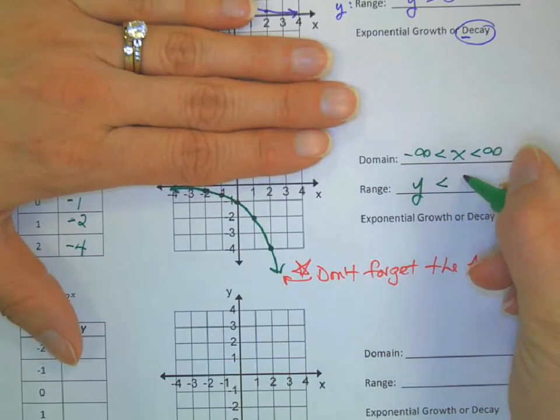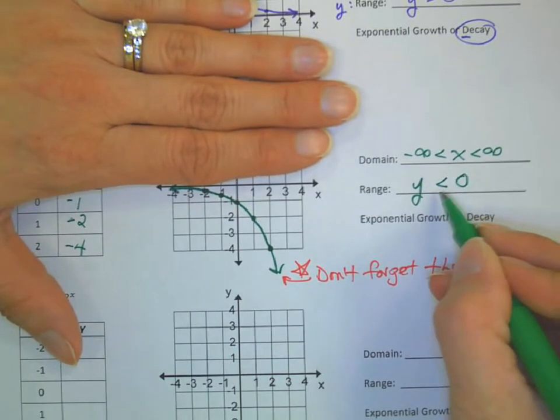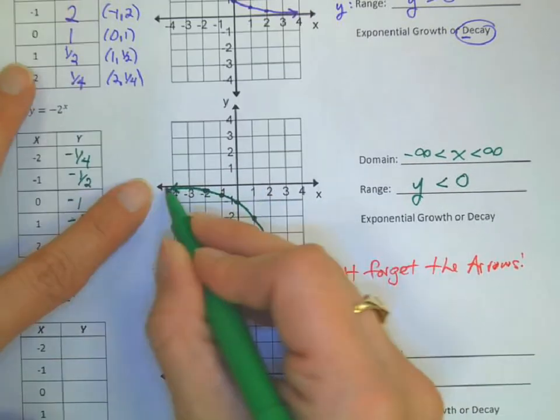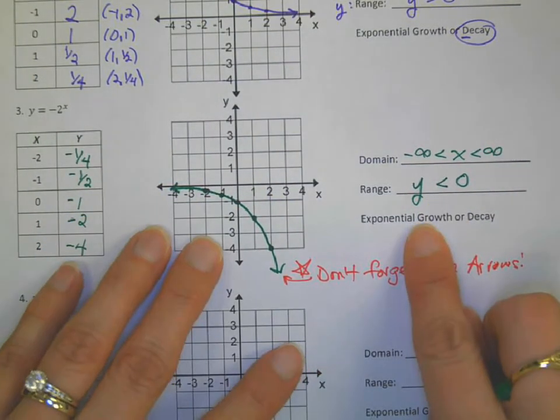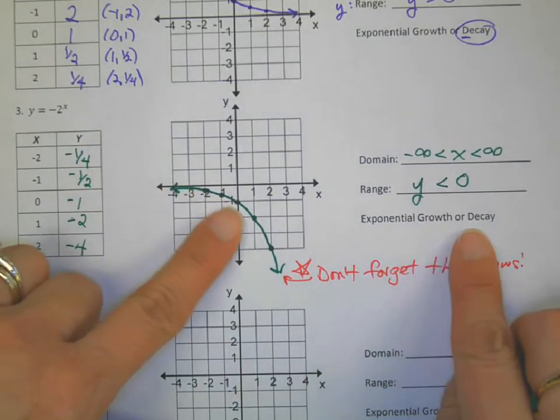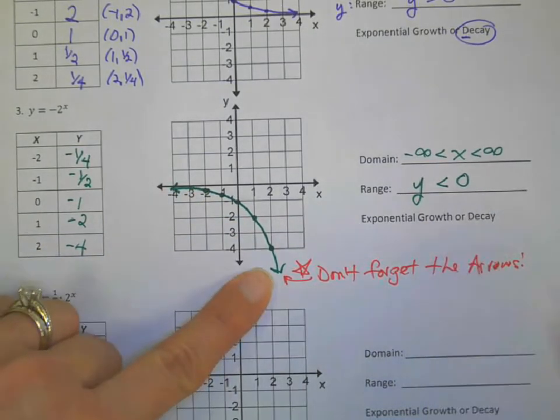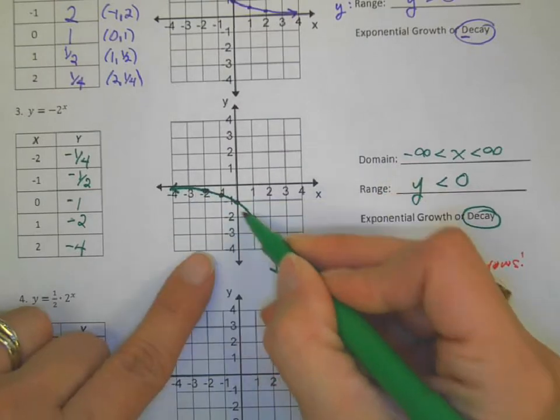Should I say less than or equal? Does it ever touch the x-axis? No, don't say equal. So is this growth or is this decay? Yeah, this is decay. The values are going down, down, down.